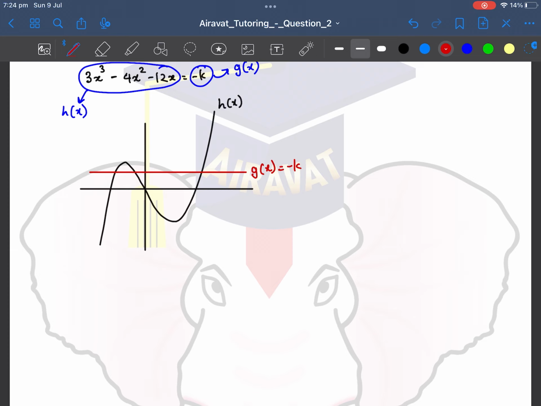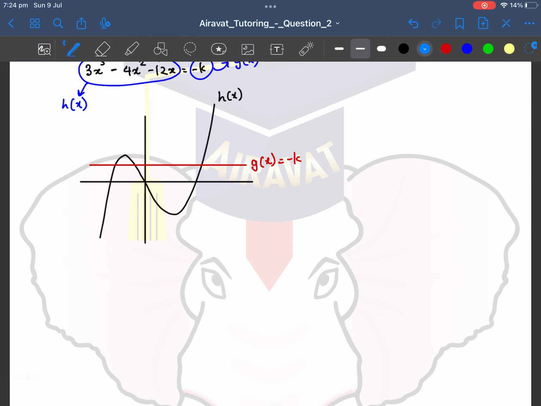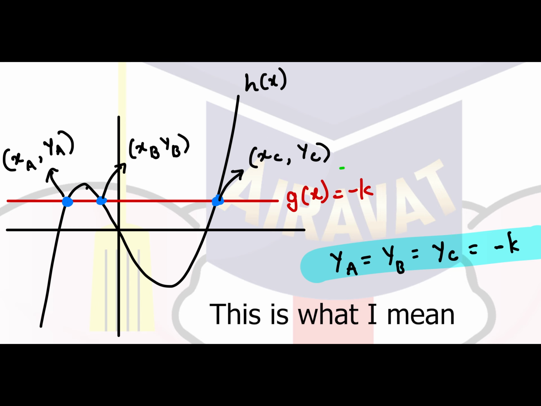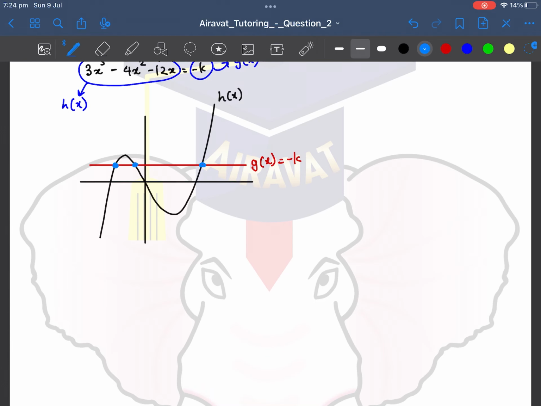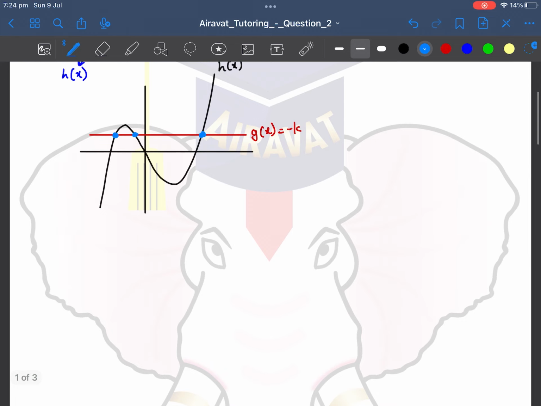So say that this is the position of our two graphs, right? Now we can see that these 3 points over here, 1, 2 and 3, they all share the same y coordinate, the same y value, am I right? And that same y value also corresponds to negative k. So we can see a direct connection. So this entire question just comes down to finding the values of y for which these two graphs intersect once, twice and thrice. That's really it, because there is a direct connection of y values and negative k. I hope that made sense. Alright, I'm going to proceed now.